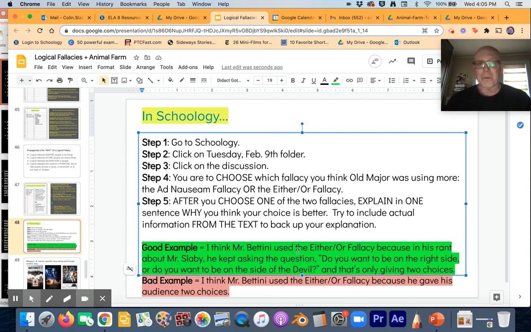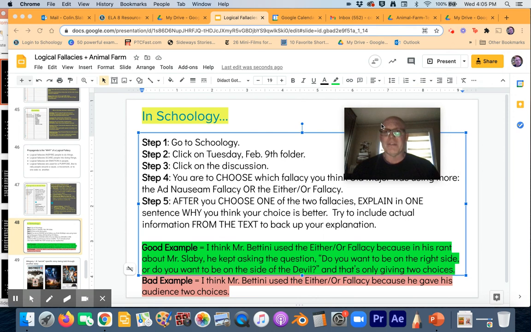A bad example would be, I think Mr. Bettini used the either or fallacy because he gave his audience two choices. There's no example from the text there. We want you to be better at this. Okay? There's your work for today. Obviously in class, come see us if you have questions, but Animal Farm has begun.